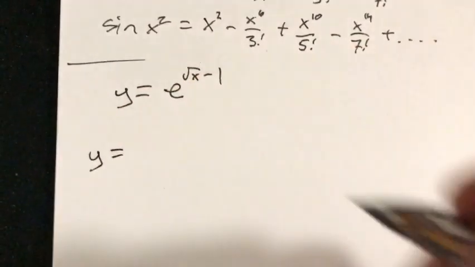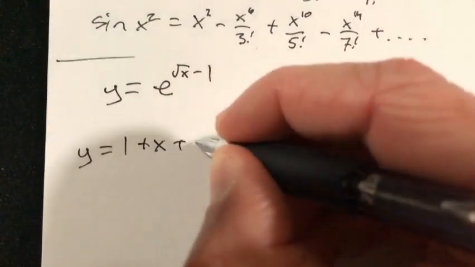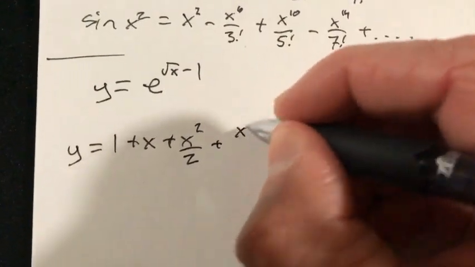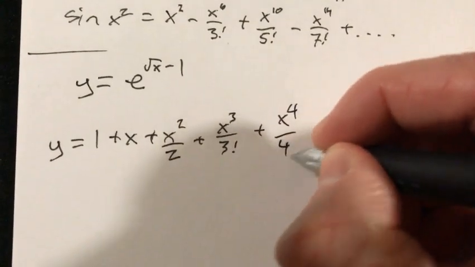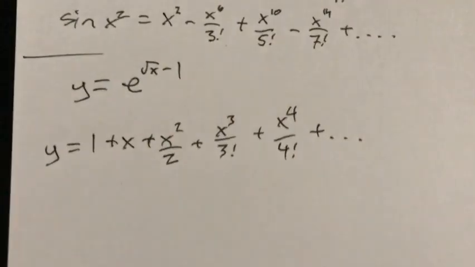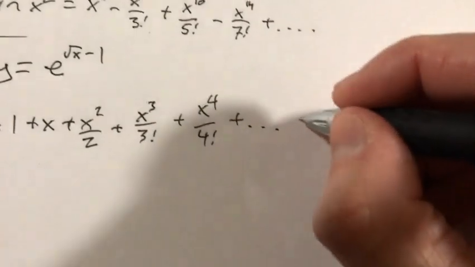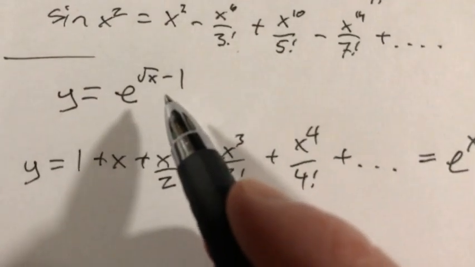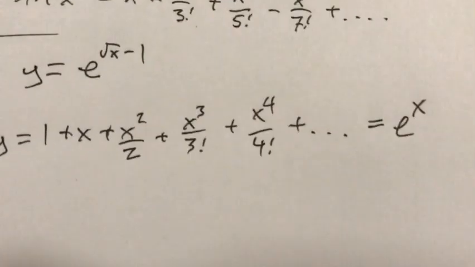We know what y equals e to the x looks like. Y equals e to the x is 1 plus x plus x squared over 2 factorial plus x to the 3rd over 3 factorial plus x to the 4th over 4 factorial, etc. So that's what e to the x looks like. Well, then if I want e to the square root of x minus 1, I'm just replacing the x with the square root of x minus 1.